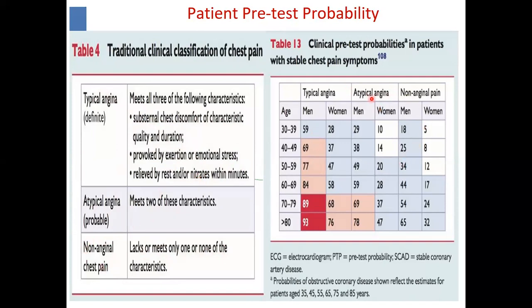So we'll now take it here and match it across different age groups and different sexes. We'll be able to determine whether this person is having moderate pretest probability, high pretest probability, or low pretest probability. So we can see, for instance, in this range of categories of 89-93%, this has a very high pretest probability.